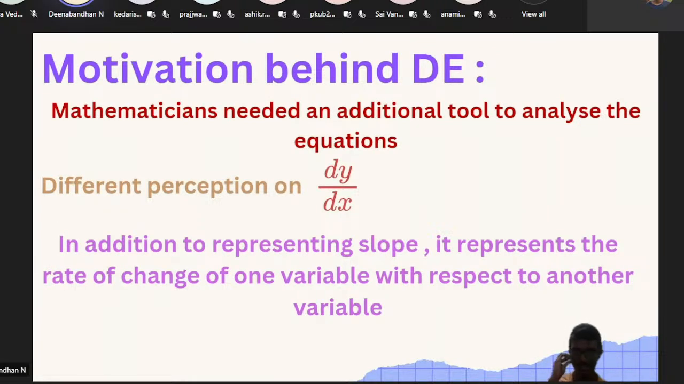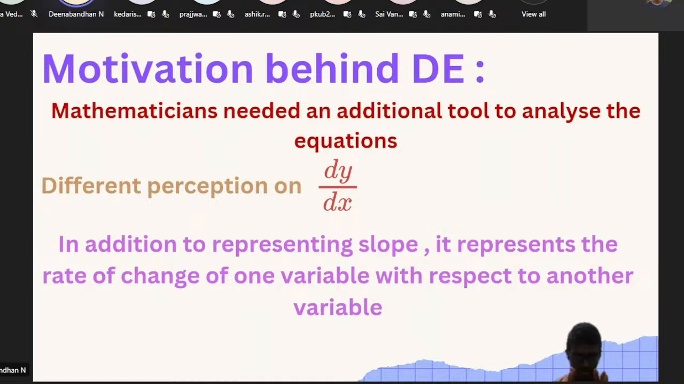It's like the second time coming. What we initially saw was that dy by dx represents the slope of the tangent, right? It represents the slope of a tangent at a point. But in addition to that, what it represents is the rate of change of one variable with respect to the other variable.